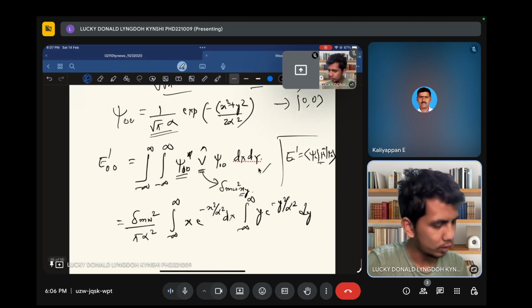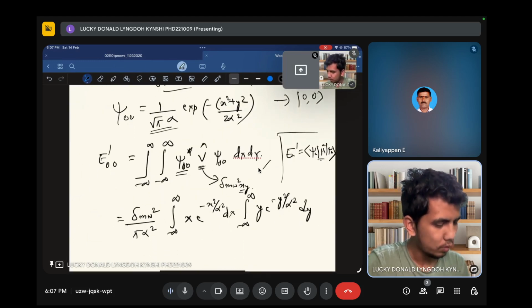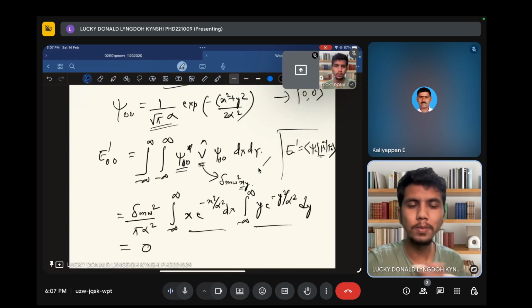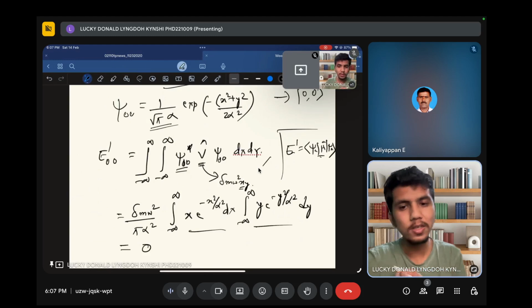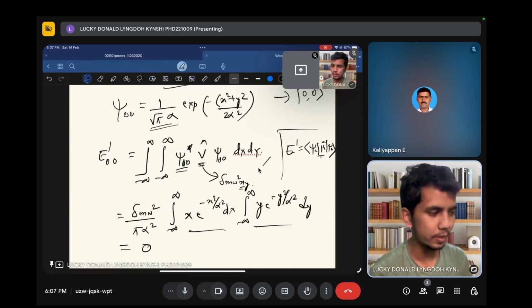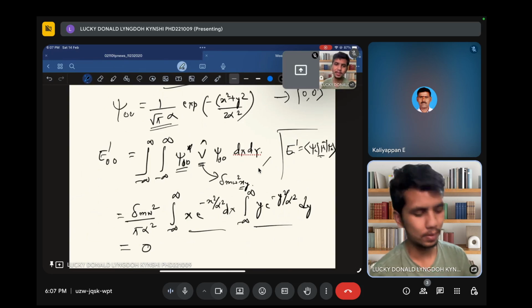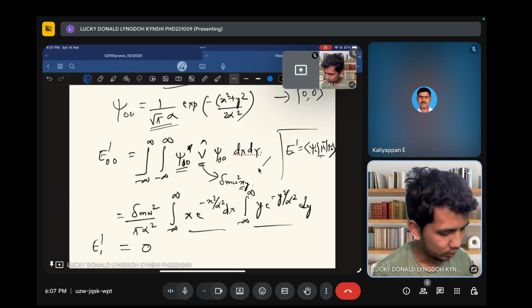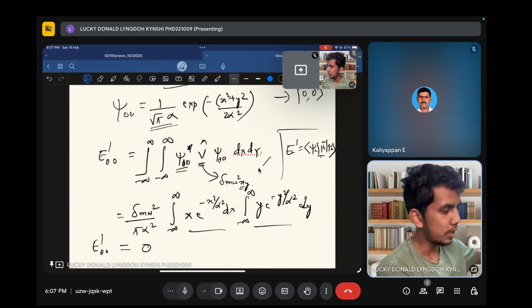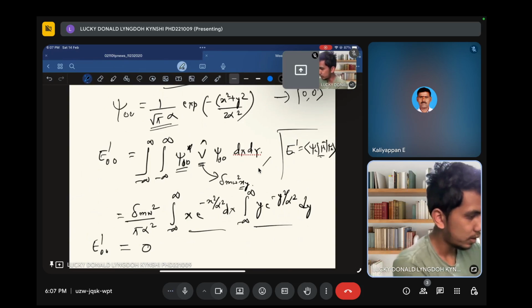Okay, we just substitute it here, and now this term and this term go to 0. So that means for your ground state energy, there is no correction. That means it is the same as your original state. Okay, that means the energy is the same, because E1 0 0 is equal to 0. That is, the first order correction is equal to 0. That means you don't need to do any correction.